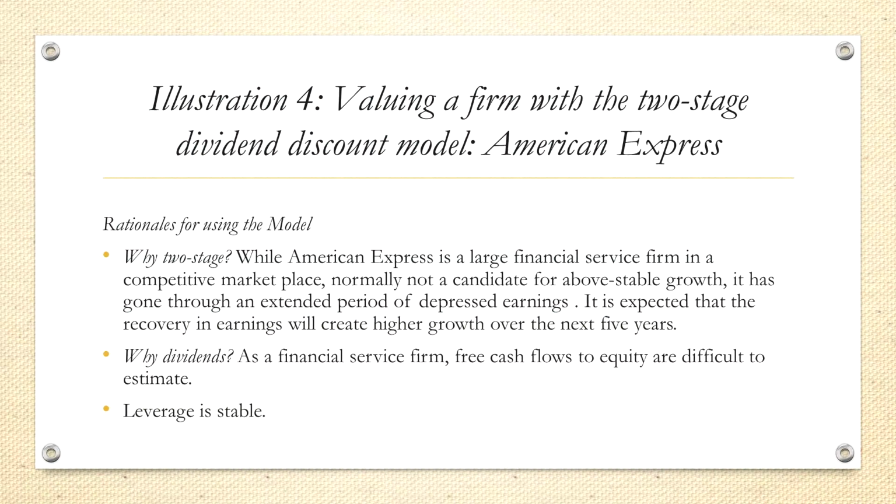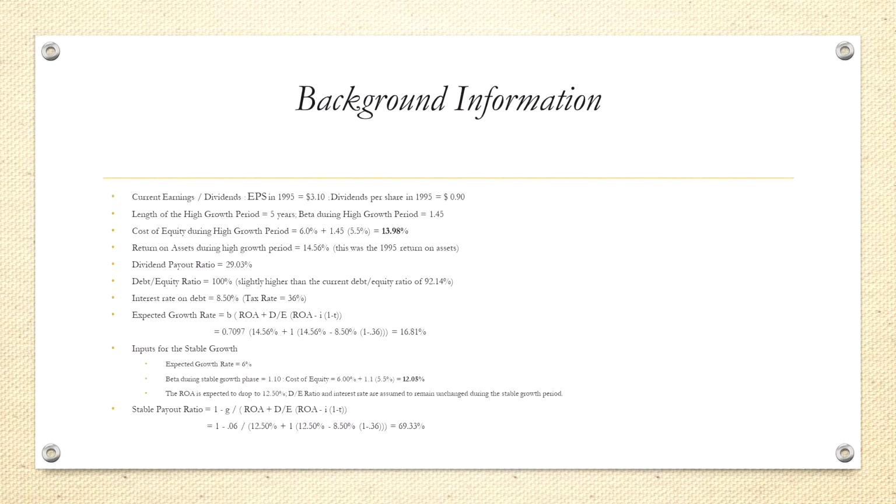And we don't use cash flow related models for financial companies, because for a financial service company, free cash flows are really hard to estimate. So it's better to use dividends for our estimation. And also, this company has stable leverage and a stable beta. Therefore, American Express is a really good candidate for a two-stage dividend discounting model. Let's take a look at information about this company.